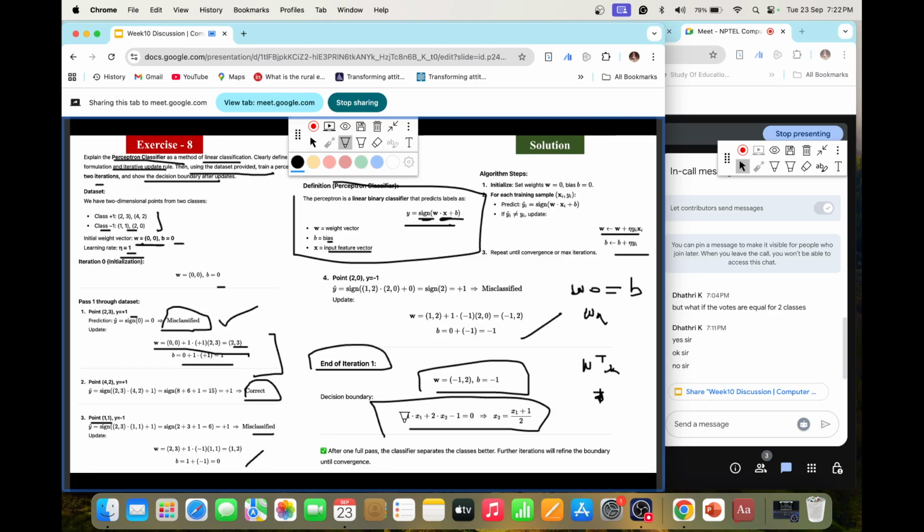So in wtx, our w is -1 into x1 plus 2 into x2. You can also write it as x and y, but since y is already used for the class, it is better to write x1 and x2. So I have written -1 into x1 plus 2 into x2, minus 1 because of the bias. Again, I have told you, you have to add the bias, so the bias is -1, and this is our decision boundary. X2 equals x1 plus 1 by 2. This is our decision boundary after iteration 1.